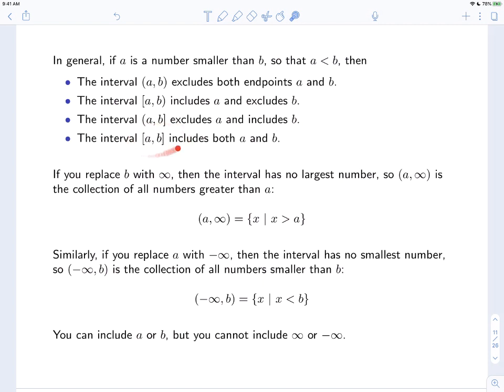Now here we have brackets on both sides. Bracket a comma b bracket is the interval of all numbers between a and b, including both a and b. Now the first interval here, where we don't include any of the endpoints, is known as an open interval. And the bottom one, where you include both, is called a closed interval.